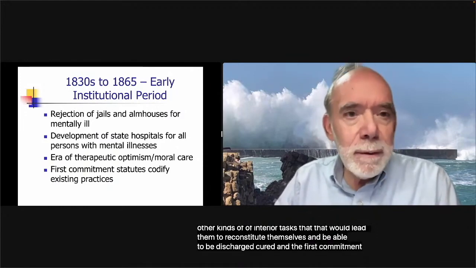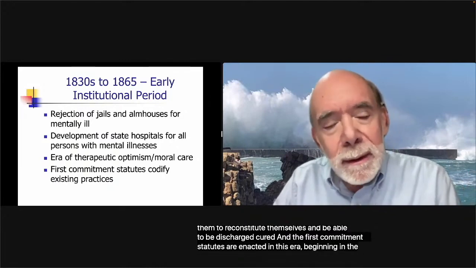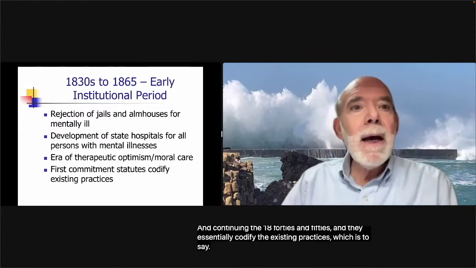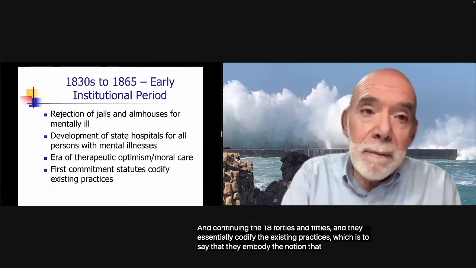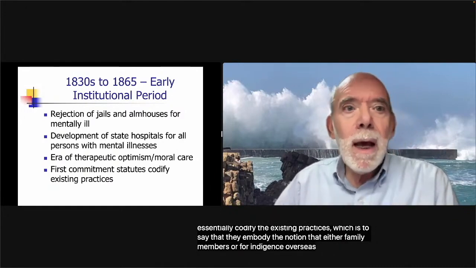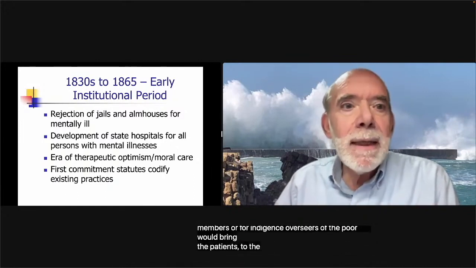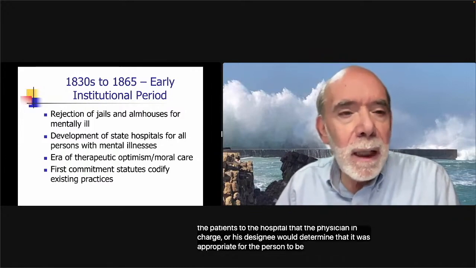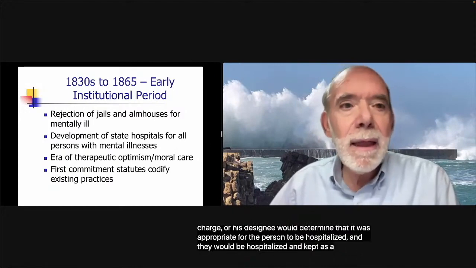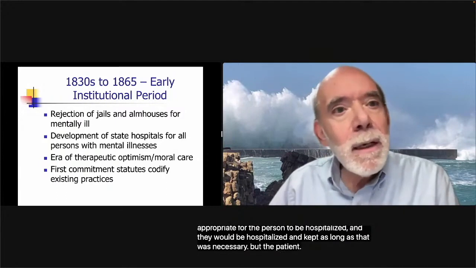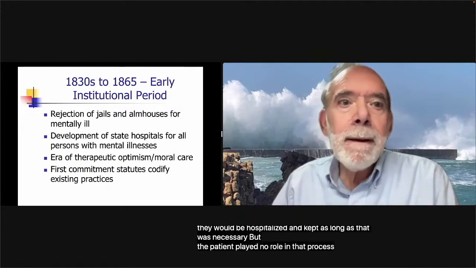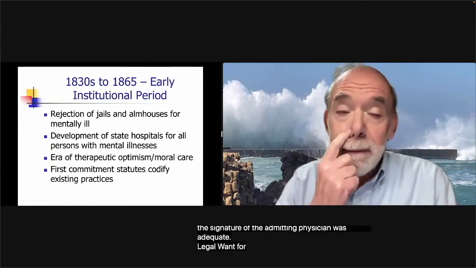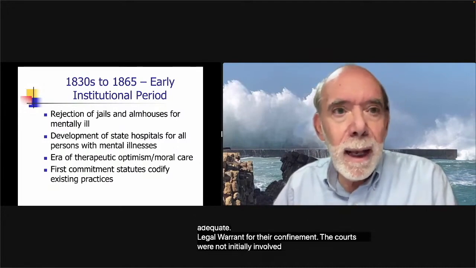And the first commitment statutes are enacted in this era, beginning in the 1830s and continuing in the 1840s and 50s. And they essentially codify the existing practices, which is to say that they embody the notion that either family members or for indigents, overseers of the poor, would bring the patient to the hospital, that the physician in charge or his designee would determine that it was appropriate for the person to be hospitalized, and they would be hospitalized and kept as long as that was necessary. But the patient played no role in that process. Moreover, the signature of the admitting physician was adequate legal warrant for their confinement. The courts were not initially involved at all.